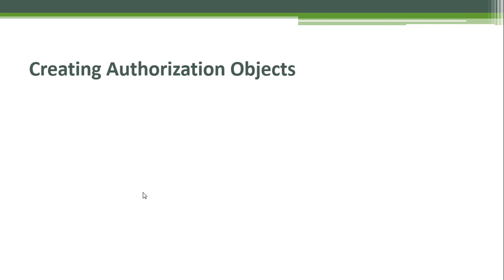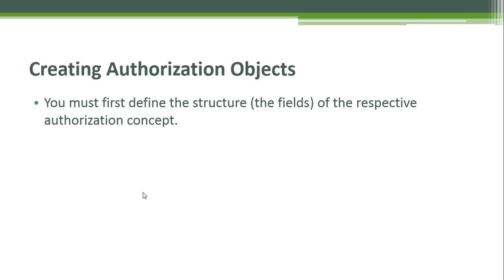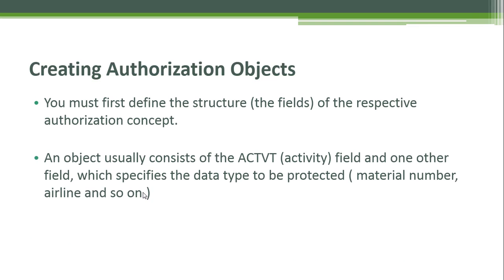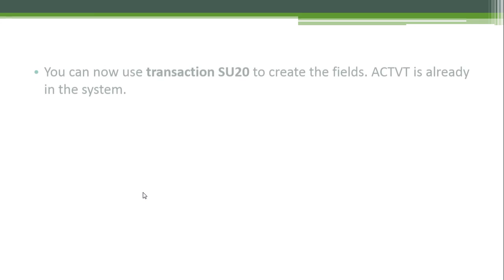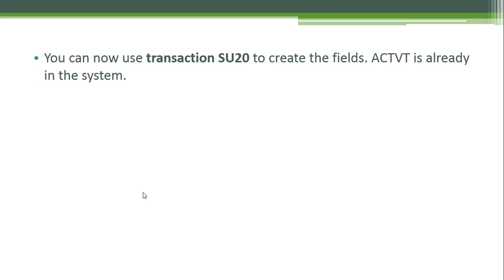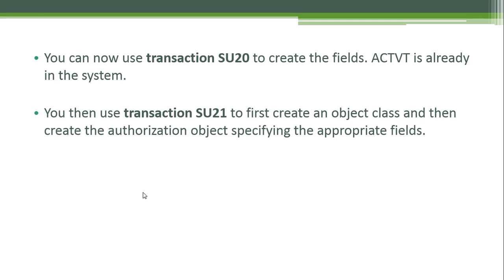Creating authorization objects. You must first define the structure or the fields of the respective authorization concept. An object usually consists of the ACTVT activity field and one other field, which specifies the data type to be protected, material number, airline, and so on. You can now use transaction SU20 to create the fields. ACTVT is already in the system. You then use transaction SU21 to first create an object class and then create the authorization object specifying the appropriate fields.